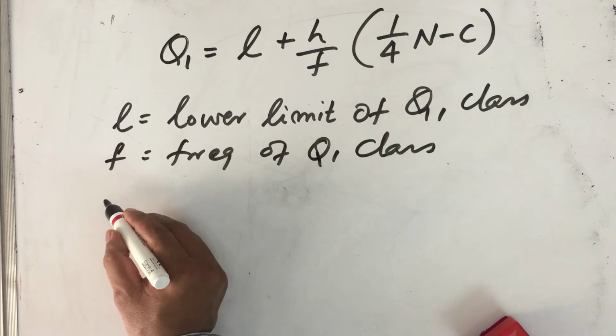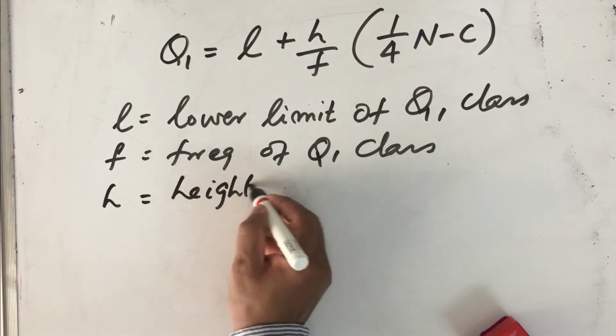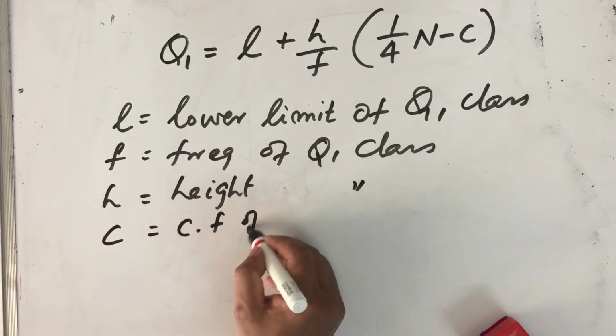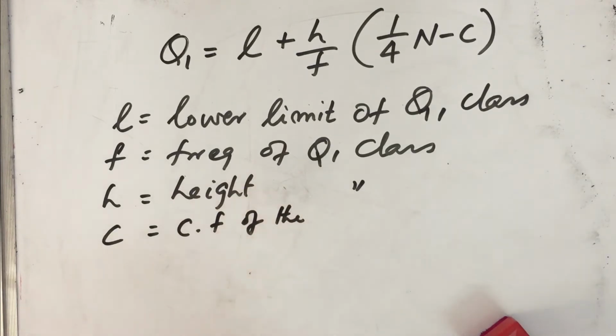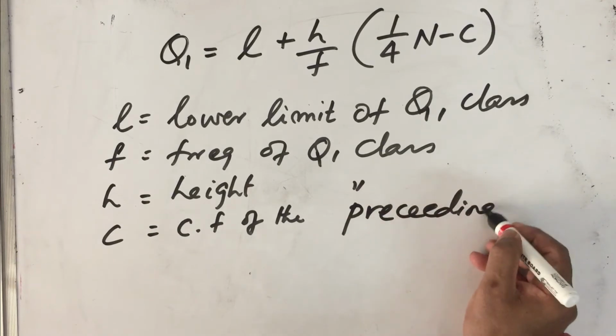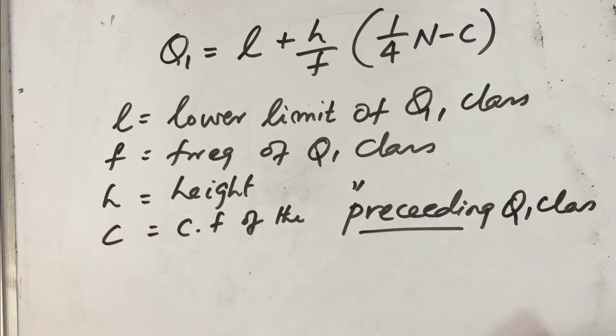H is the height of the Q1 class. C is the cumulative frequency of the class interval preceding the Q1 class. So these are what the symbols represent. L is the lower limit of the Q1 class, F is the frequency, H is the height, and C is the cumulative frequency of the class preceding the Q1 class.